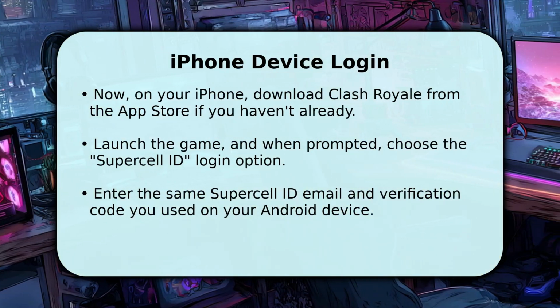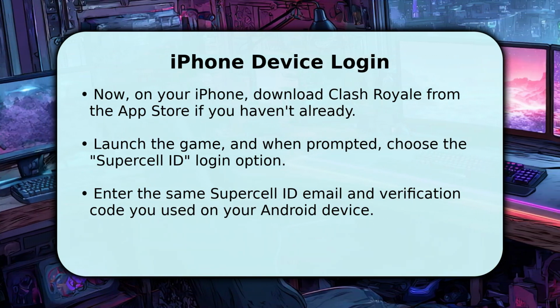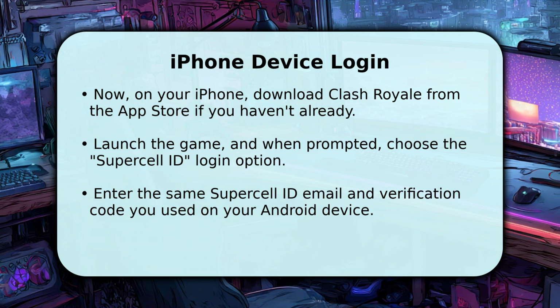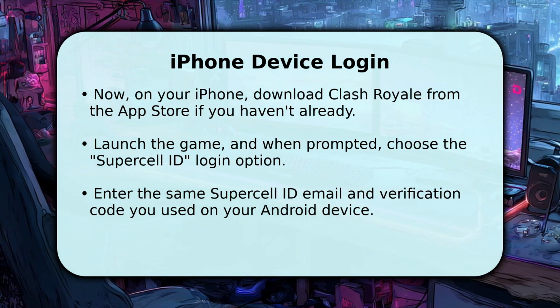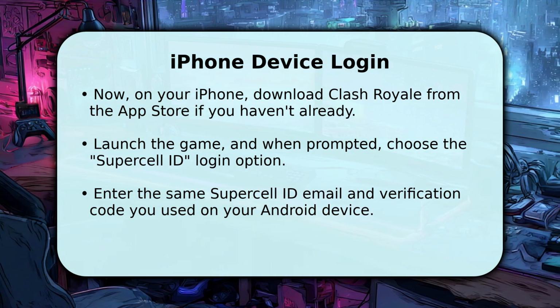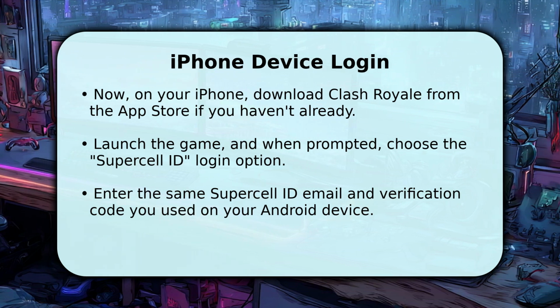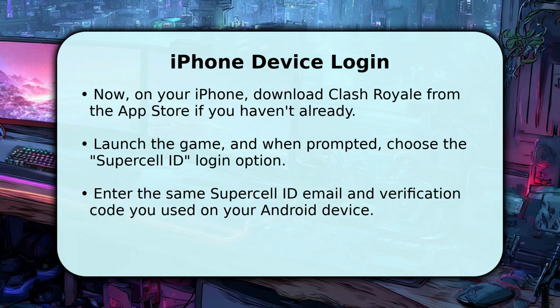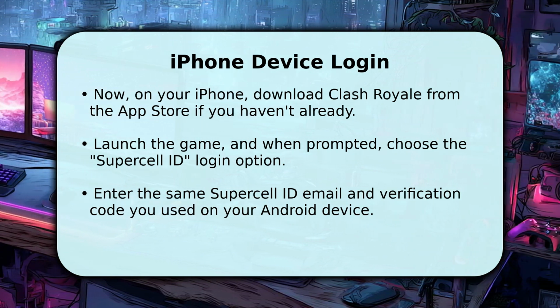With your Supercell ID secured, it's time to switch to your iPhone. Download Clash Royale from the Apple App Store if it's not already installed. Open the game, and instead of playing as a guest, look for the Log In with Supercell ID option. Input the exact same email address you linked on your Android device, and then enter the verification code sent to that email. Your game progress should instantly load up.